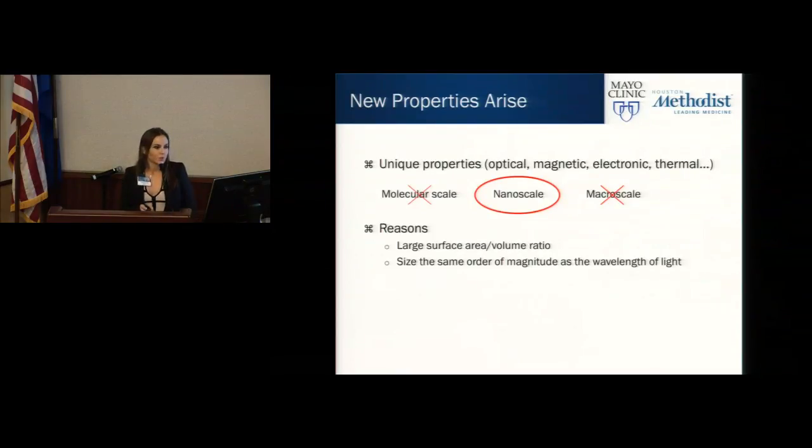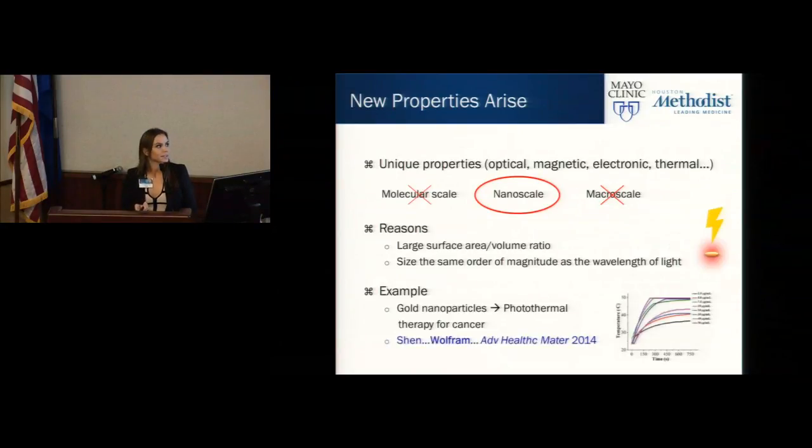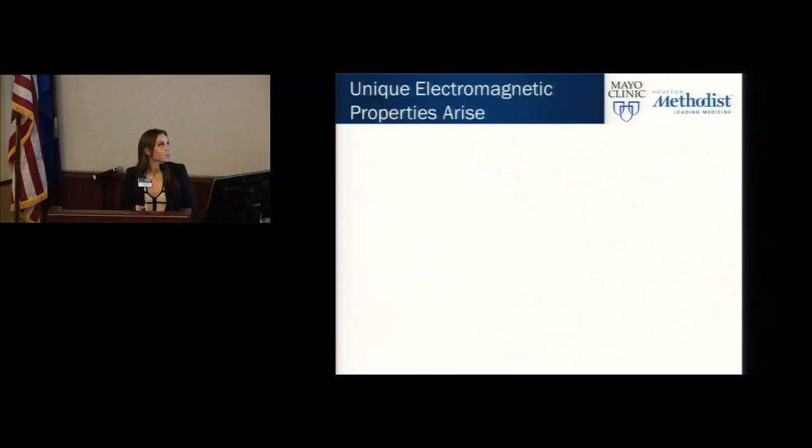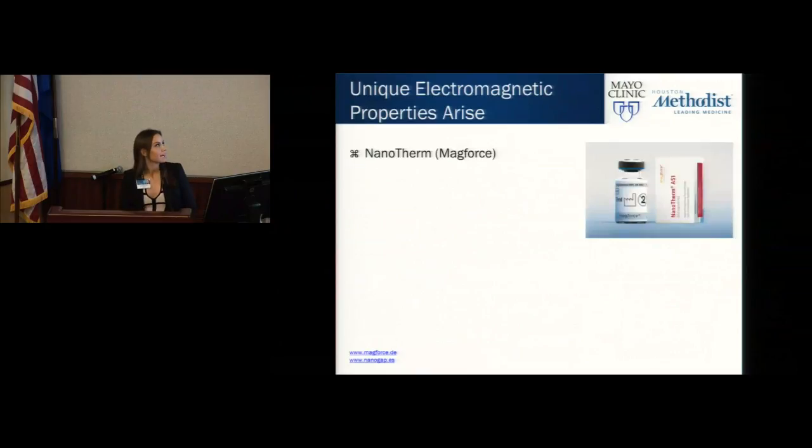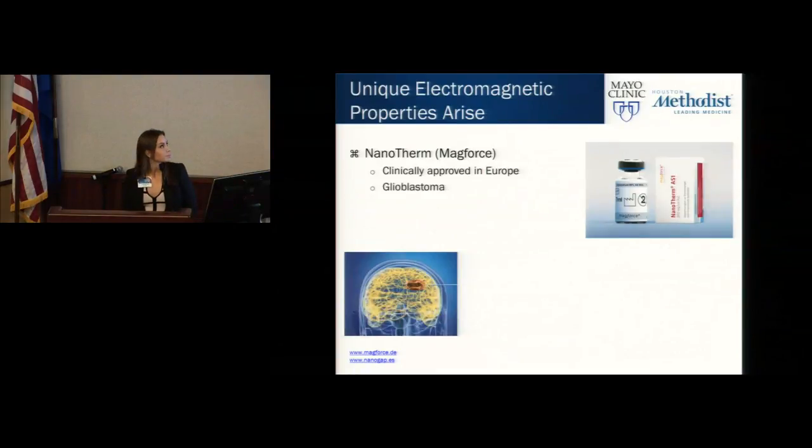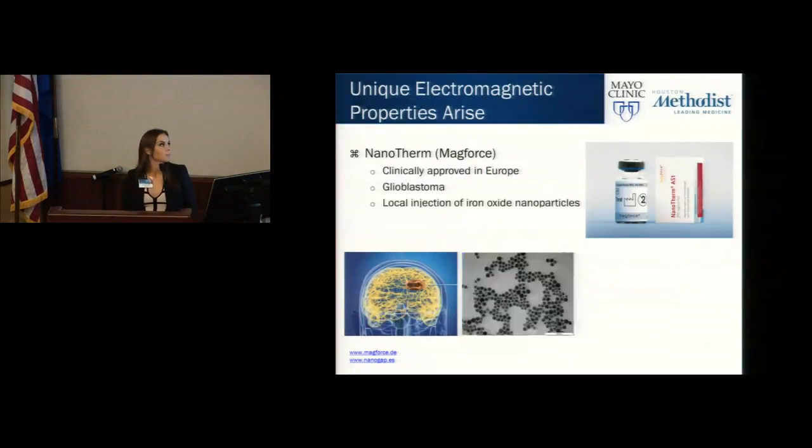So within my own research, I worked with gold nanoparticles injected into the tumor. We shine an infrared light, which makes these gold nanoparticles heat up and basically burn the cancer cells. But there's also a clinically approved example of utilizing the electromagnetic properties of nanoparticles for therapeutic purposes, and this is NanoTherm, is the product, and the company is MagForce. It's clinically approved in Europe for the treatment of glioblastoma.